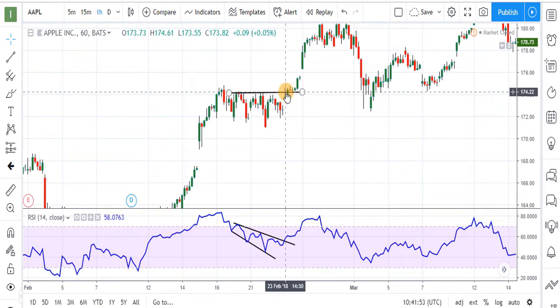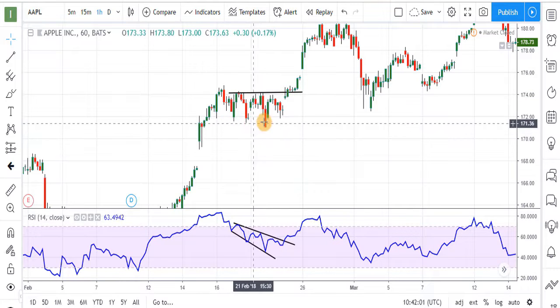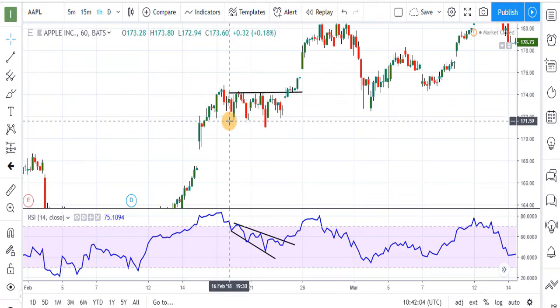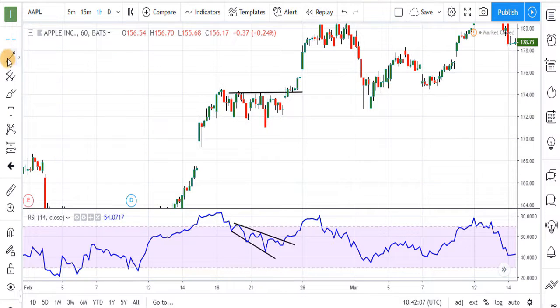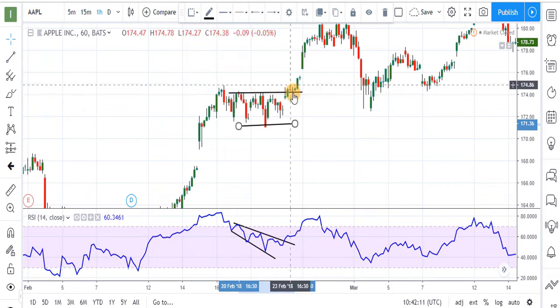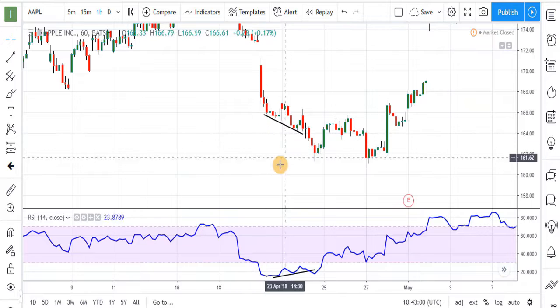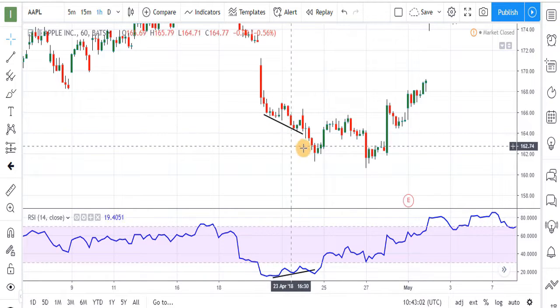At this candle, we can make our buy position, and our stop loss will be the immediate support level. See, the prices are taking support at this level. This is the level, and our stop loss will be this level, and our buying position will be this breakout candle. Here too, we get a positive divergence in the prices.